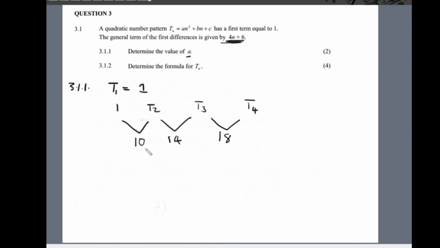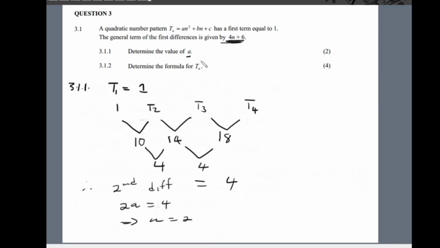Now we can easily calculate the second difference, right? So 14 minus 10 gives us 4. 18 minus 14 gives us 4. Therefore, the second difference of this quadratic sequence is 4. So it means that 2a is equals to 4, which means that a is equals to 2. So there, 3.1.1, we have a is equals to 2.